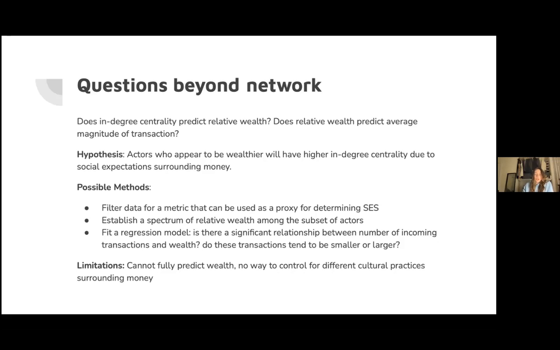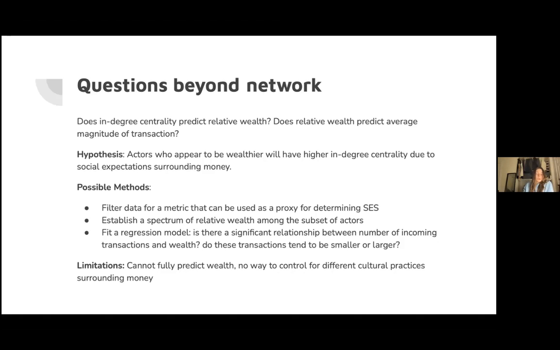We can then use this metric to establish a spectrum of relative wealth, potentially calculating Z-scores to standardize each actor's position within that spectrum. And then using this data, we can fit a regression model to see if there is significant association between in-degree centrality and relative wealth along these parameters.